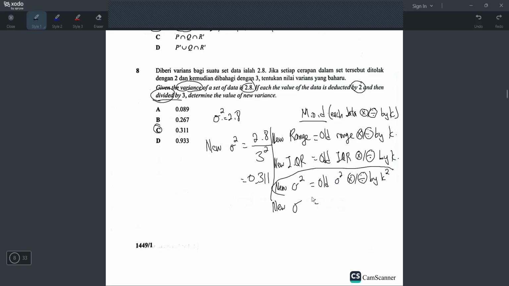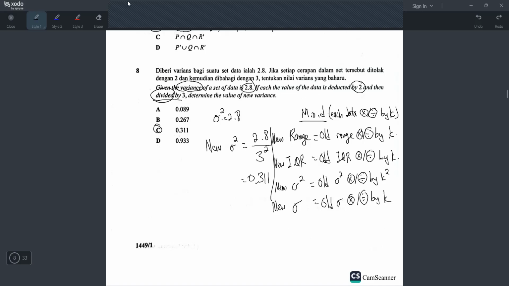So this is very special, because the variance is squared. What about standard deviation? It will be the old standard deviation times or divided by K only. So only variance is special because it is squared. Remember, if each value in the data is multiplied or divided by a number, this is how it will affect your range, interquartile range, variance, and standard deviation. You also multiply or divide by the same number, but for variance, you have to multiply or divide by K squared. This is very important.